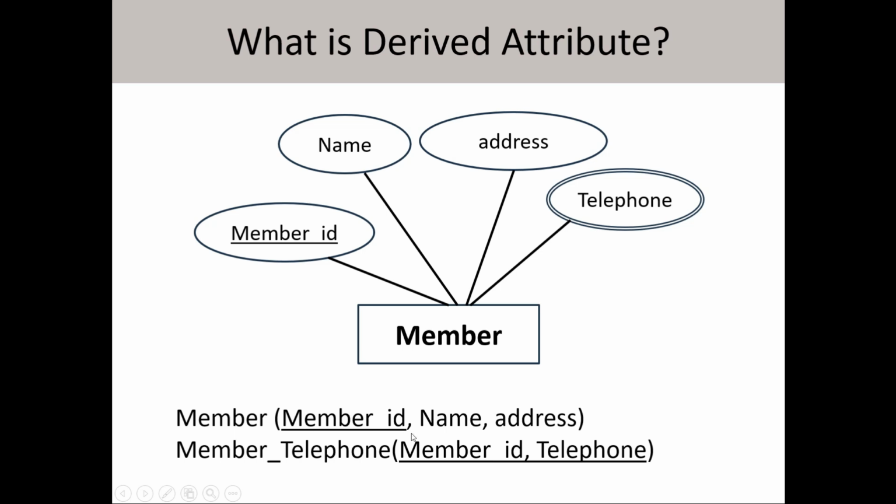Here member ID is the key. That's why I underlined it. Next we create a new schema to input multivalued attributes. See, I created member telephone schema.